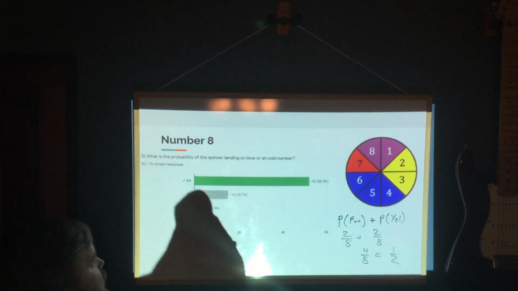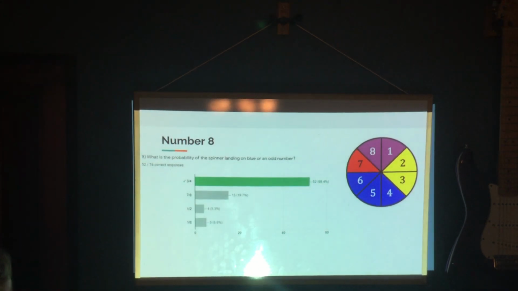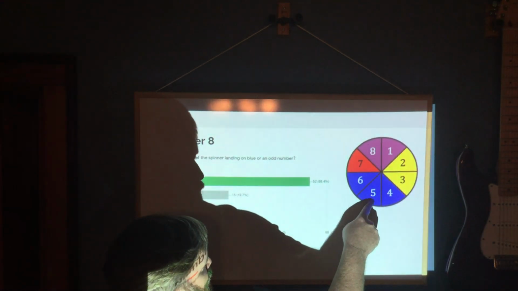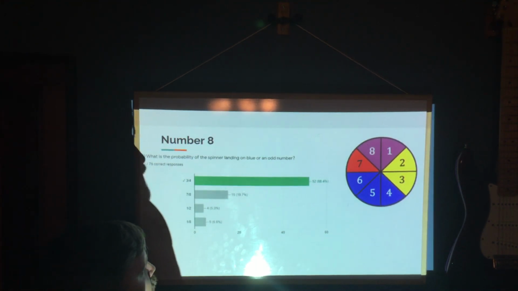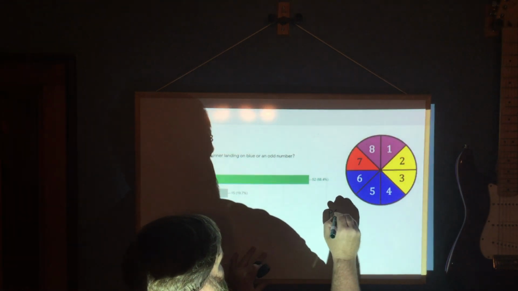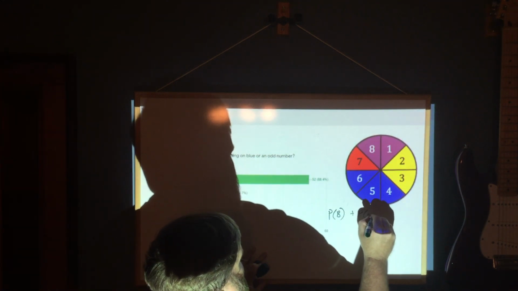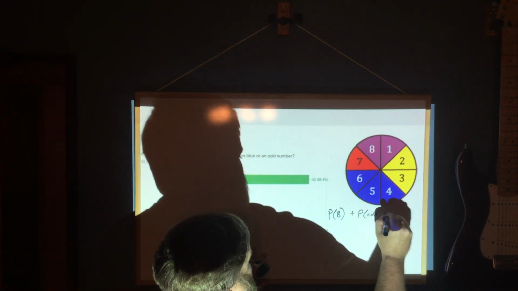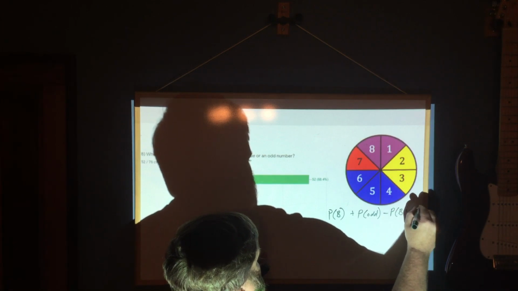All right, on number 8. What's the probability of the spinner landing on blue or odd? Now, it can happen at the same time. That's both blue and odd. So these are not mutually exclusive. So we need to subtract where it does happen at the same time. So it's going to be the probability of blue plus the probability of odd minus the probability of blue and odd.